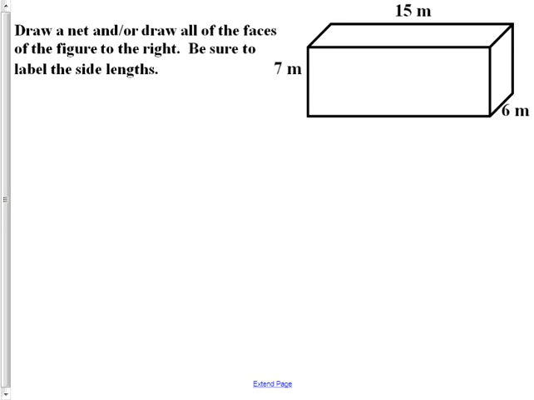Now that we know how to name three-dimensional figures and we have a little bit of information about how to draw the nets, what the nets are, that sort of thing, we're next going to talk about surface area. Surface area really is what it sounds like. It is a measure of the area of all of the surfaces of a three-dimensional figure.